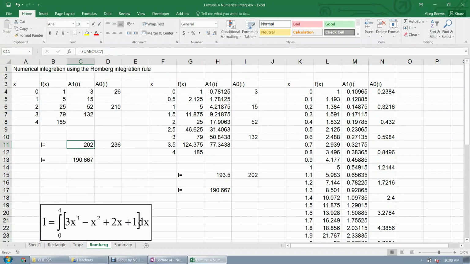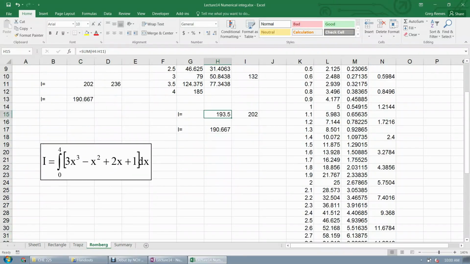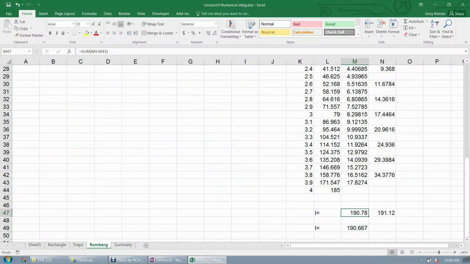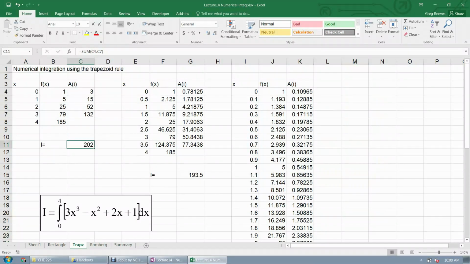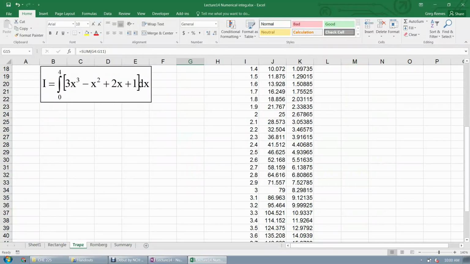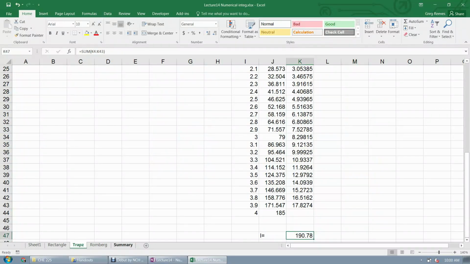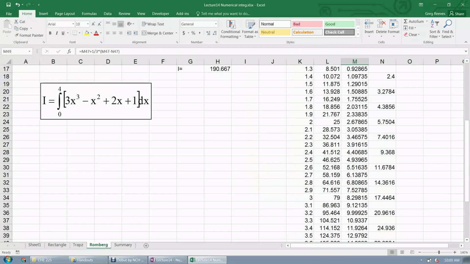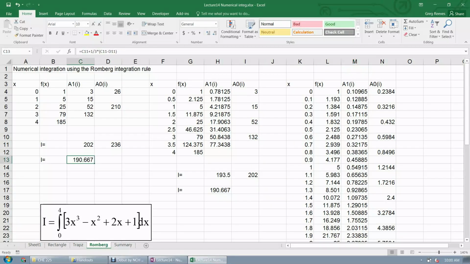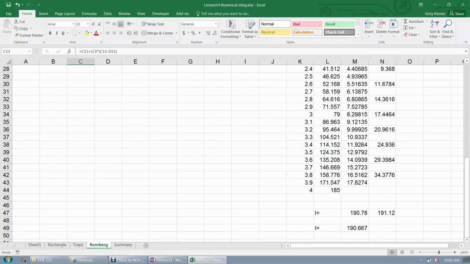Now notice in each case, the single trapezoidal rule gets better: 202, 193.5, and 190.78. That's not surprising. We've already seen those numbers. They're the same numbers that we saw on the trapezoidal rule tab: 202, 190.35, and 190.78. Back to the Romberg integration tab. Again, 190.667 in each of the 3 cases.